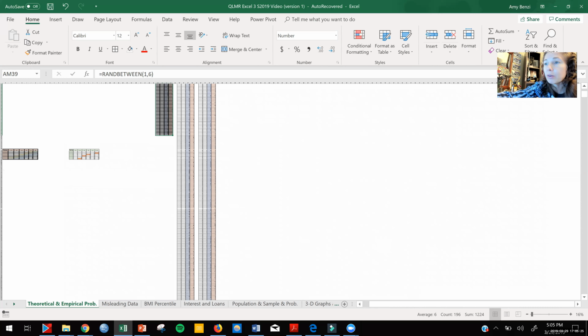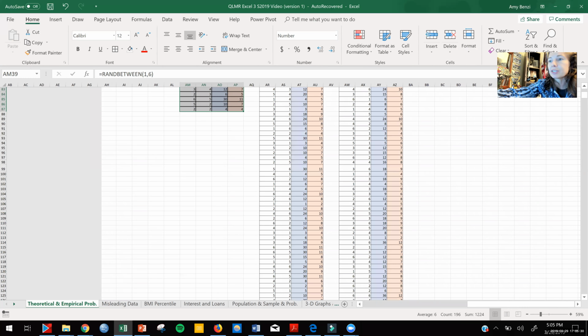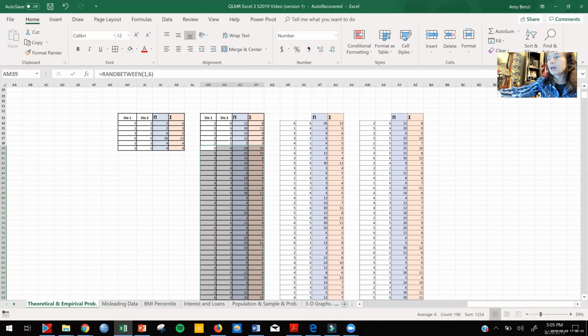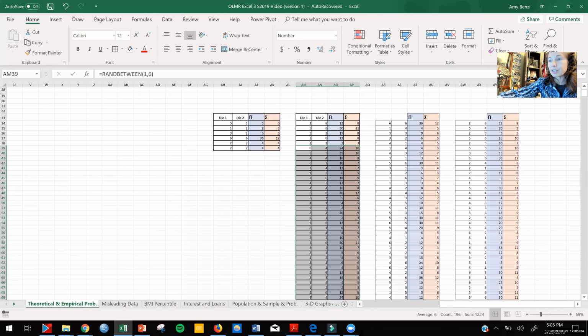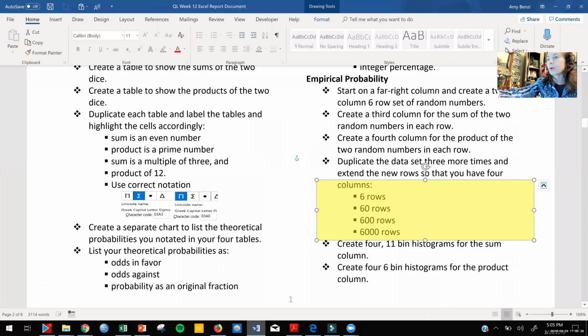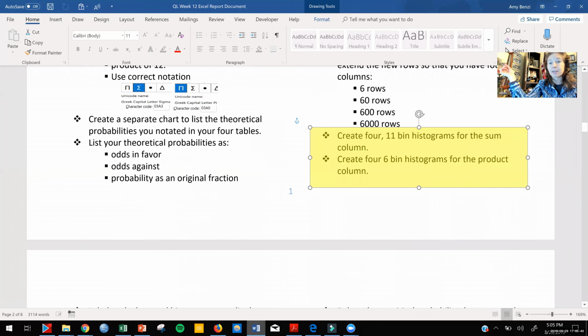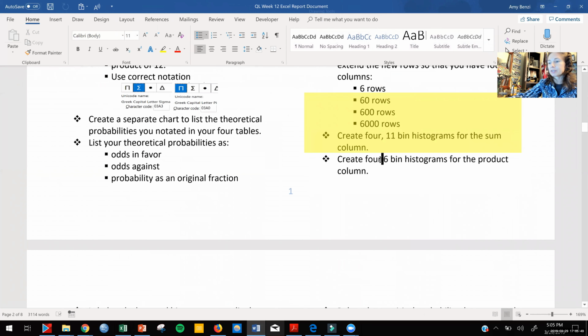So now the next part of our instructions is telling us to create some histograms. The instructions now say to create 4 11-bin histograms for the sum column and 4 6-bin histograms for the product column. So let's go ahead and see what that looks like.